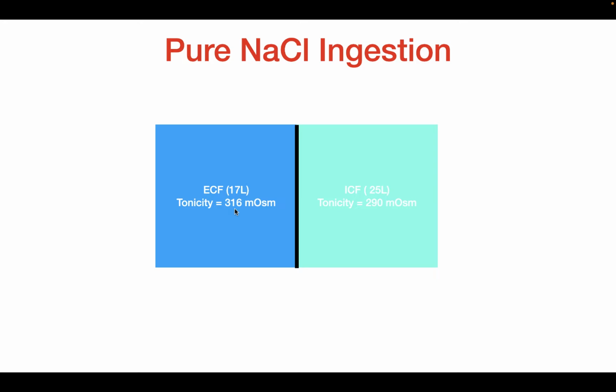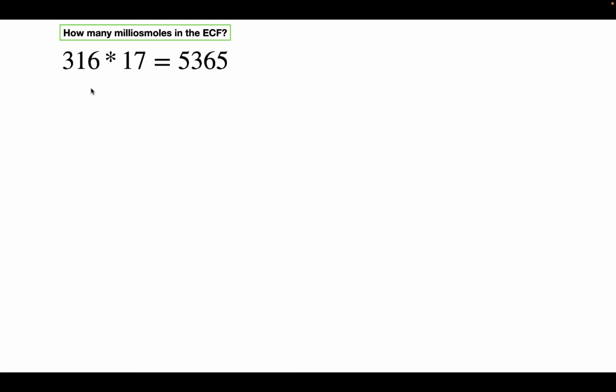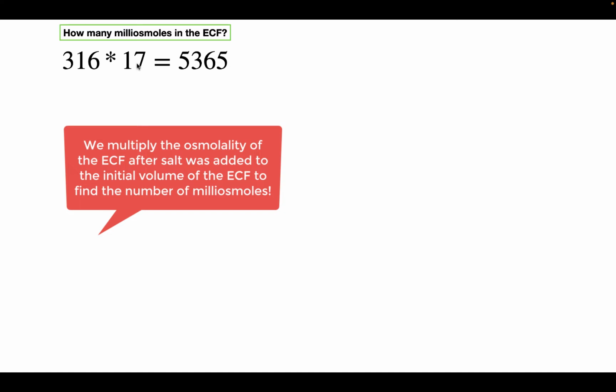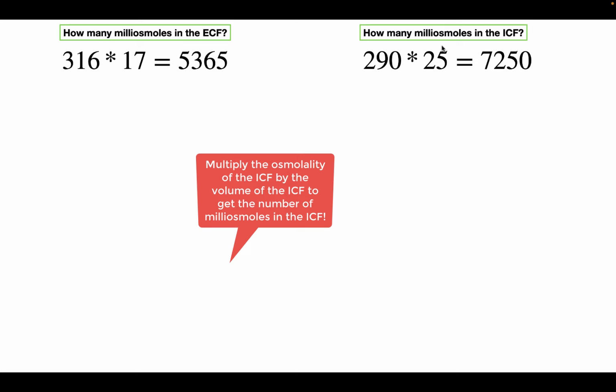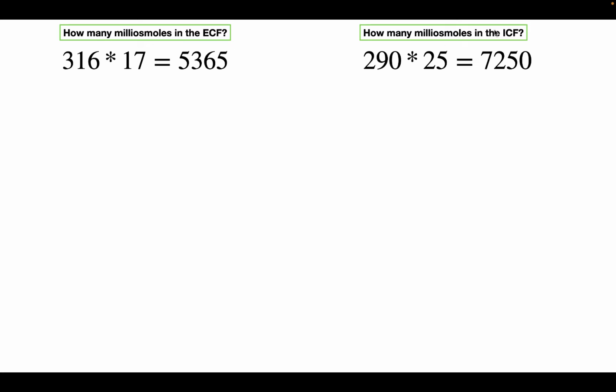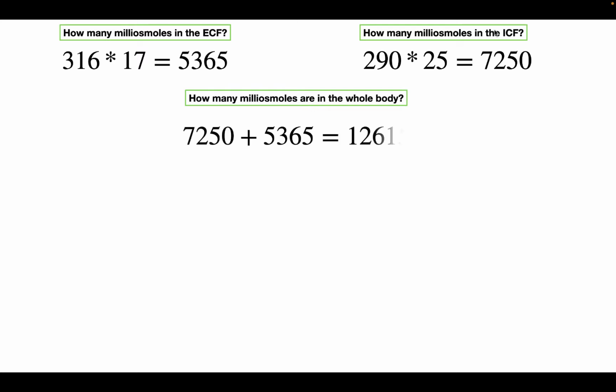So what's going to happen to the ECF and ICF now? To understand this, we have to do a little math once again. First, we see how many milliosmoles are in the ECF. We take 316, multiply it by the liters in the ECF, and you get 5,365. We do the same thing for the ICF: we multiply 290 by the volume of the ICF, and you get 7,250. Next, we see how many milliosmoles are in the whole body. When we add these 2 figures together, we get 12,615.